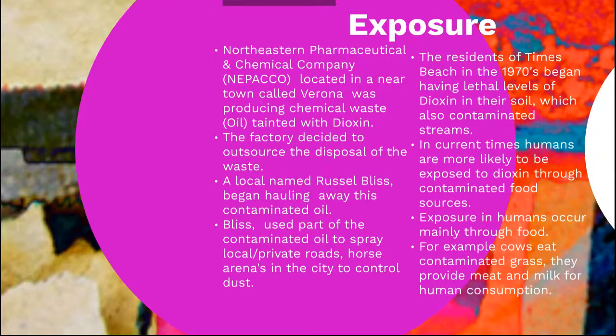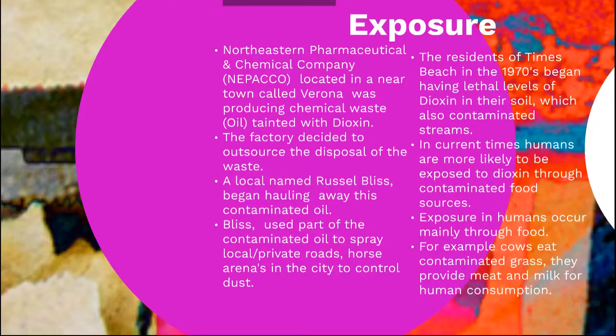There was a chemical company called Northeastern Pharmaceutical Chemical Company, aka NEPACCO. It was located near Times Beach in a town called Verona. And they were producing chemicals, and there was a waste byproduct which was tainted with dioxin. It was in the form of an oil. NEPACCO decided to outsource their disposal of this waste. They hired a man named Russell Bliss to haul the waste out of the chemical plant.